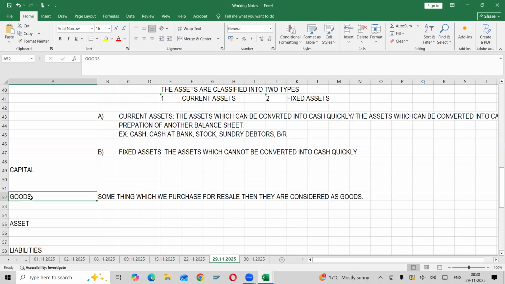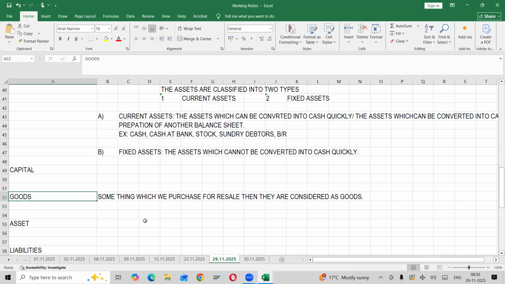For example, a builder will purchase buildings and sell buildings. So for a builder, buildings are goods. And same thing, my business is dress materials. So I'll purchase dresses and I'll sell dresses. So dress material will become goods.